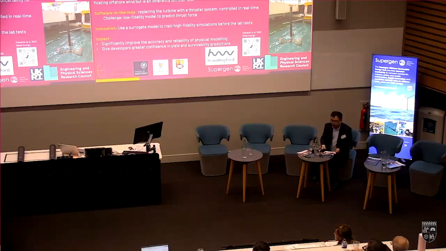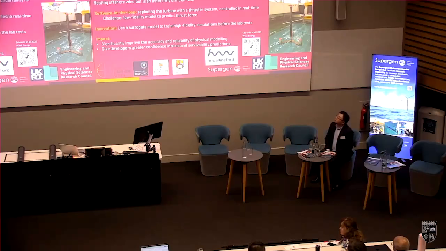Running experiments is a crucial part of developing floating and deepwater wind. It is extremely important for things that we've been hearing about all day: innovation, reducing uncertainty. But it is an inherently difficult task because of scaling mismatches between wind and wave. A common solution for this is a software-in-the-loop approach, where we replace the turbine with a thruster that is controlled in real time with platform motion.